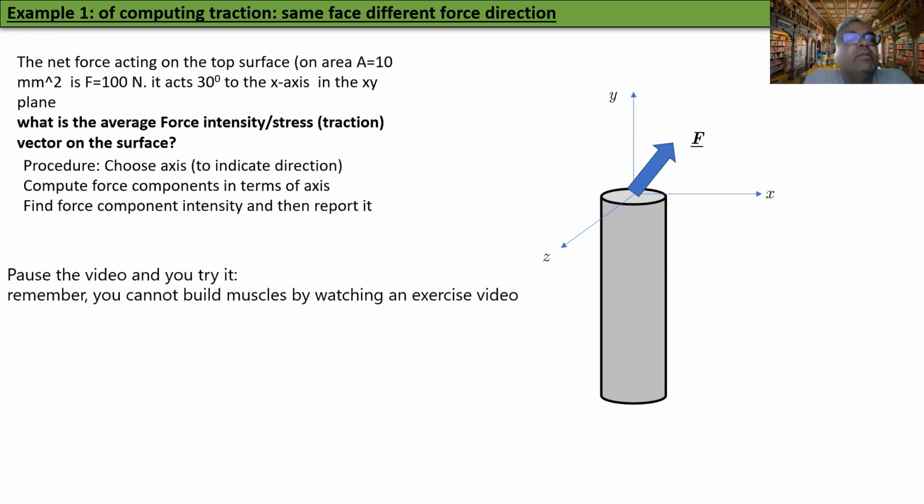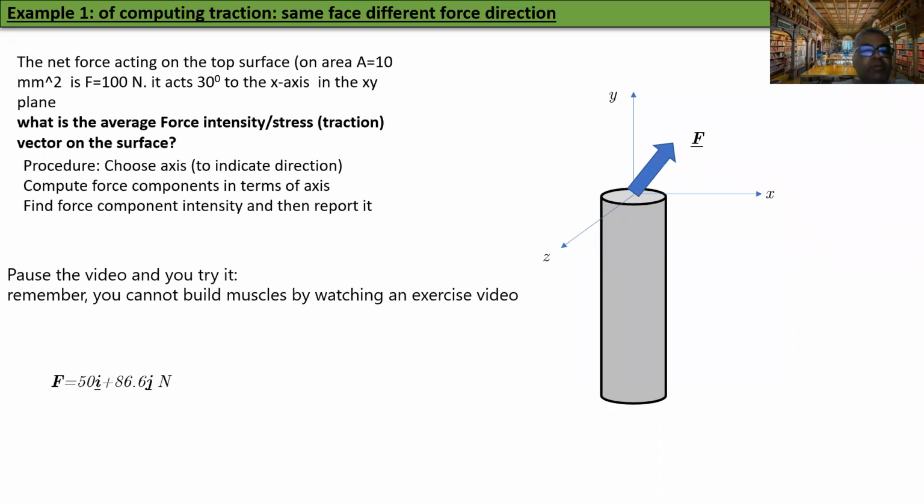Choose the axis, compute force components in terms of the axis, find force component intensity, and then report it. Okay. Now, what I want you to do is don't just follow, pause the video and you try it. You cannot build muscles by watching an exercise video. So the more problems I solve, I get better, but I want you to get better. So your task should be to solve this and then compare with what I have.